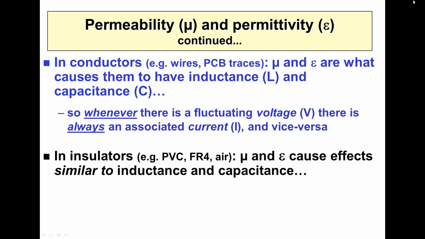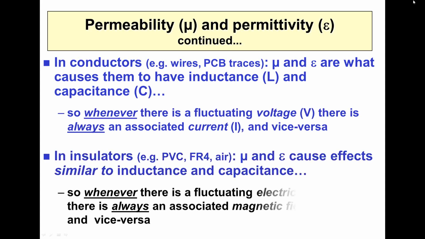In insulators like air, plastic, fiberglass, whatever, permeability and permittivity cause effects similar to inductance and capacitance. Like I said, the vacuum or the air will store electric field energy or magnetic field energy. Whenever we have an electric field which is fluctuating, not DC, there's always an associated magnetic field with it, and vice versa. You can never have one without the other.